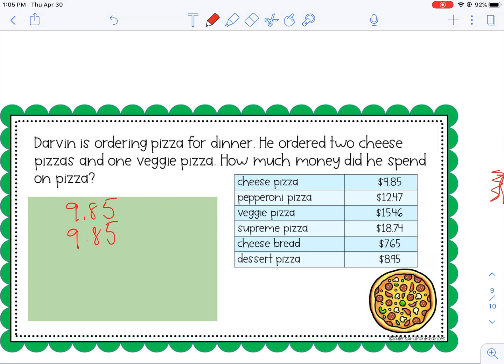So let's see, I've got the cheese pizzas and the veggie. I'm surprised the veggie is more expensive. $15.46. So you make sure these decimals are lined up. And so 5 plus 5, 10, 16, 17, 18, 19, 20, 21. And then we've got 20 right here, 25. And so $35.16. So the cost was $35.16.